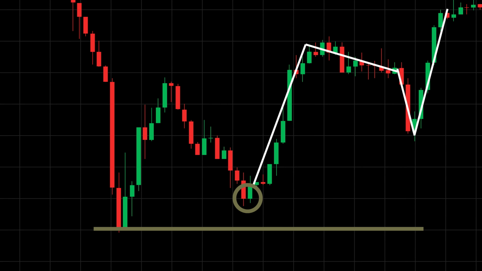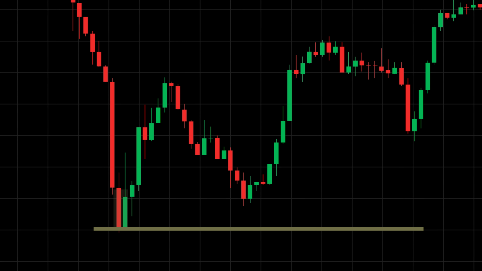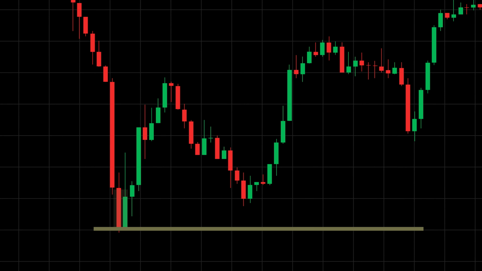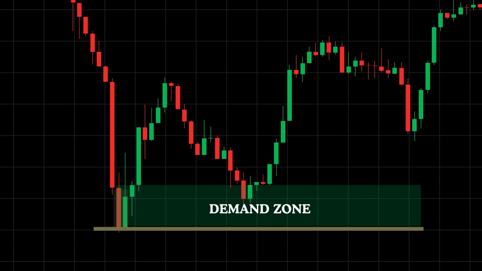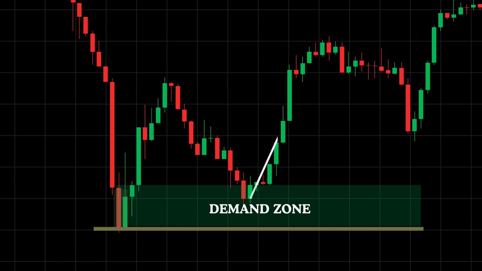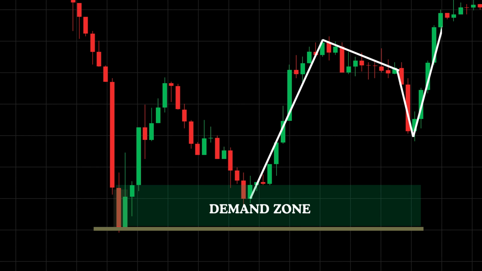Let's break down how. We created the support level based on that candle, and from the candle's body size, we drew a demand zone like this. Notice that the demand zone is equal in size to the candle's body. As a result, the price moved upward again.